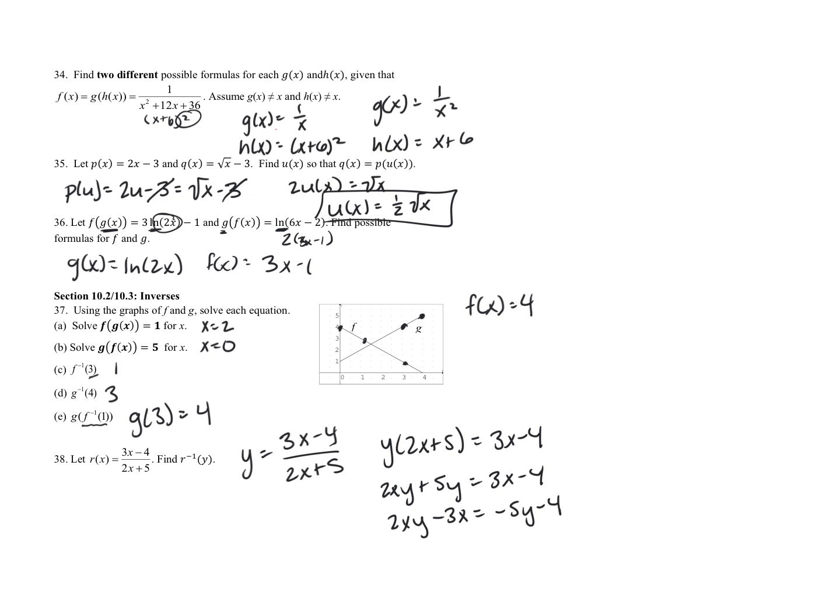And now I'm going to factor out the x. So we're left with 2y there, negative 3 here. And so dividing by 2y minus 3, we end up getting x is equal to (negative 5y minus 4) over (2y minus 3). And this is going to be equal, dealing with r inverse, which is a function of y.